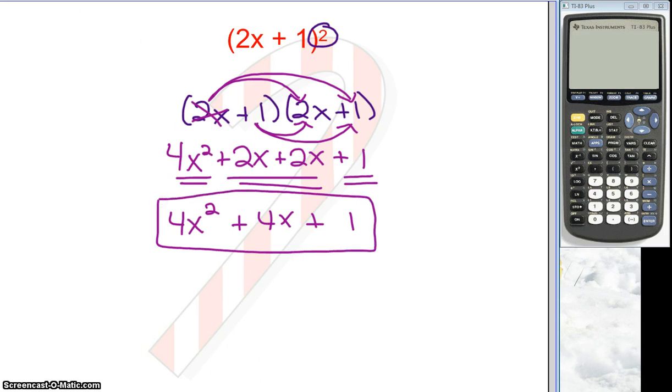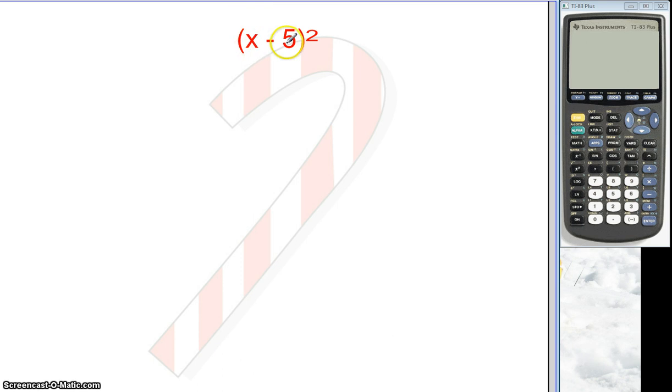Okay, let's look at another one. X minus 5 to the second power. Again, it doesn't mean that you should take them individually and square. All it means is that you have to write it twice. So x minus 5 times x minus 5. I'll go ahead and use long multiplication since I did distributive on the first one. So I'll go x minus 5 and then x minus 5 here.